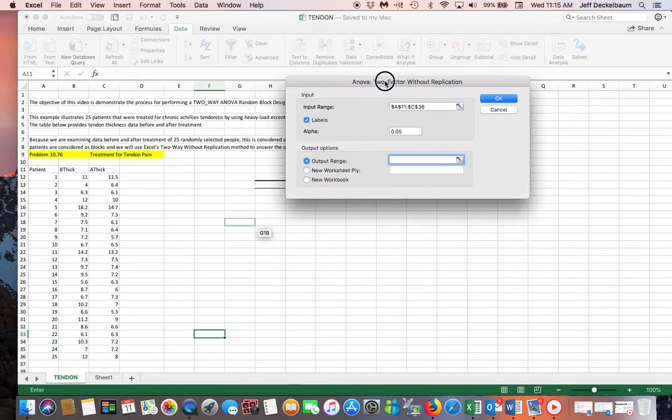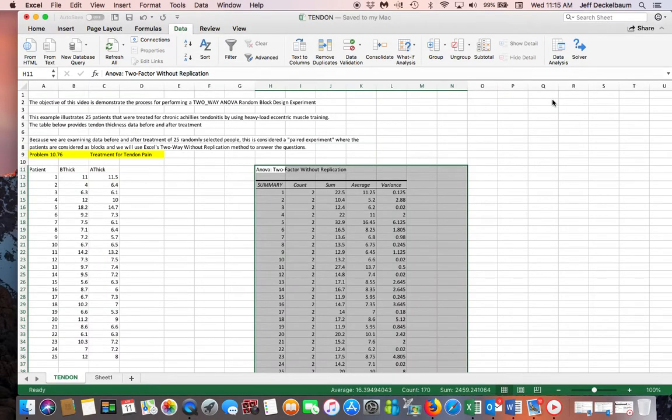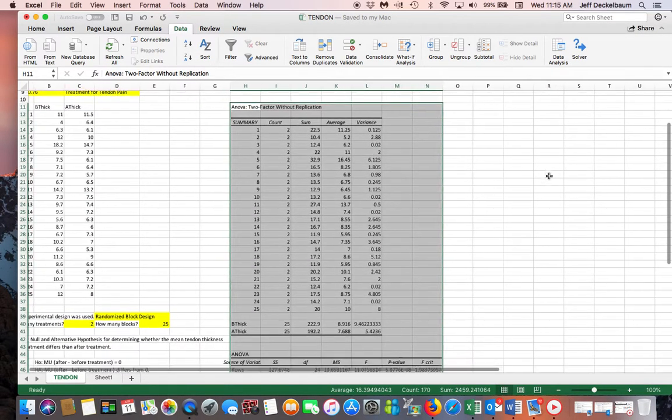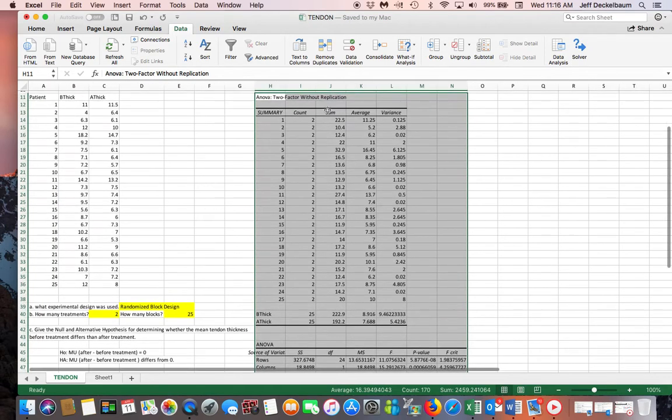I'm going to put my output right here. I'm going to click OK. And so what Excel gives us is a summary for the 25 patients, or the 25 blocks, the fact that we have 2 data points before and after, a sum, an average, and a variance.